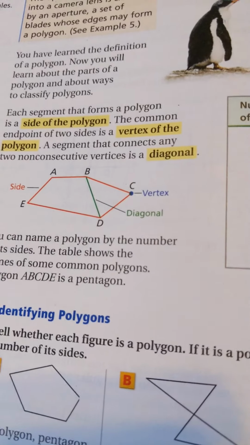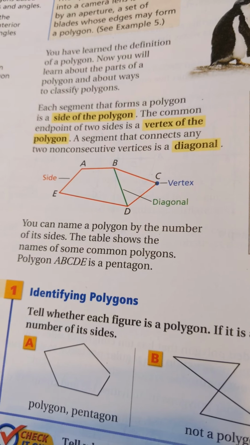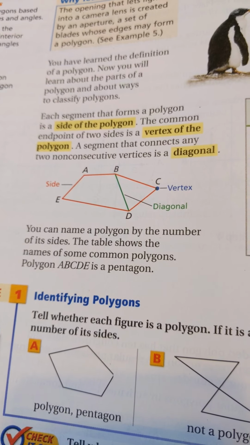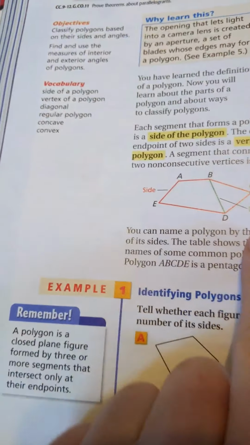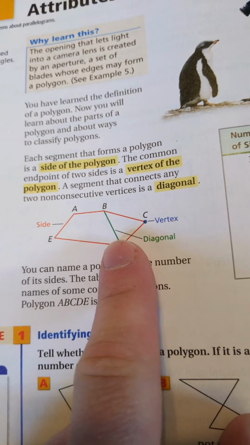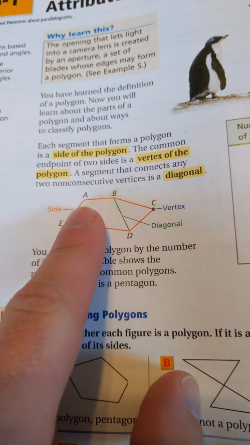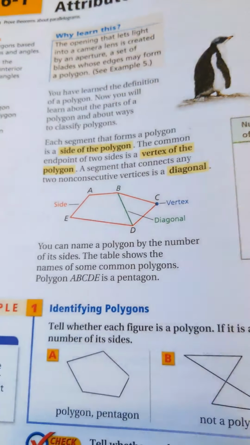Diagonal is a kind of new vocab word. You've seen it before, but it connects any two non-consecutive sides, as you see by the definition there. So like D to C is a side, D to C is a side, D to B would be a diagonal, D to A would also be a diagonal because they are non-consecutive sides.